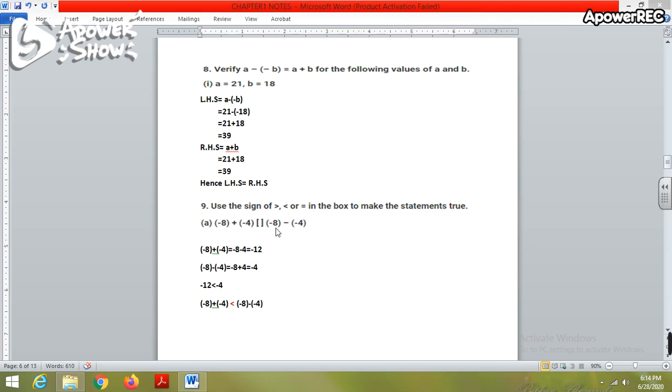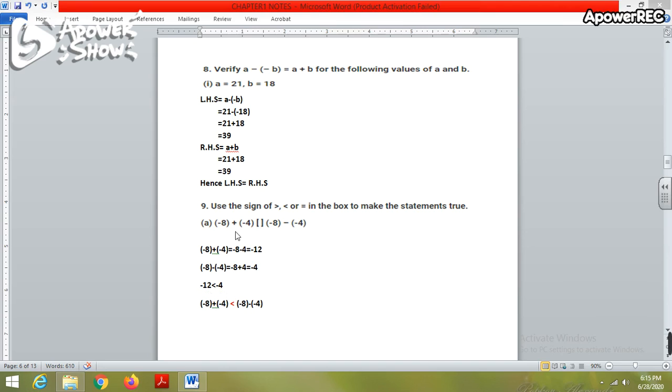Now let's solve the numbers which were given on the right hand side of this box. So here we have -8 minus -4, which is equal to -8 plus 4, which is equal to -4. Now out of these two numbers, which one is greater? So -4 is greater than -12. On the left hand side we have -12, and on the right hand side we have -4, and -12 is less than -4.